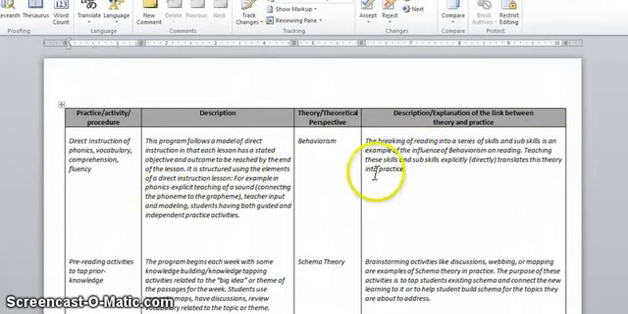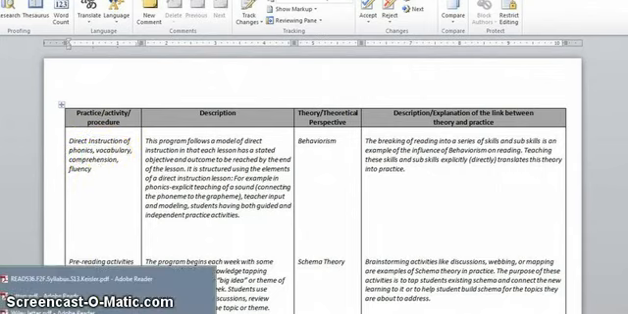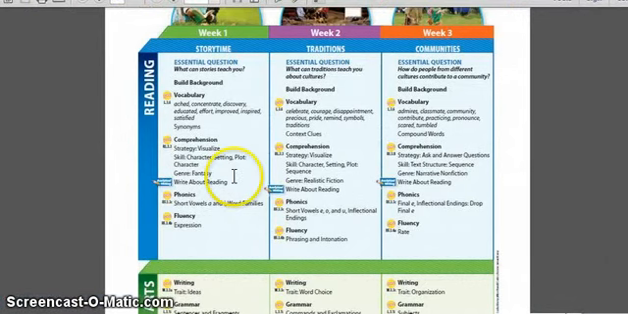So now on my template, I would say, all right, big picture, what this program does is it breaks reading into this series of skills and subskills. So I put here that this program is offering a model of direct instruction of phonics, vocabulary, comprehension, and fluency. When I also look at how this program is attacking the skills and the subskills, and I look at the lesson, it's a model of direct instruction, right? So they're picking specific strategies, specific skills, specific vocabulary, a specific element of phonics. They have a fluency focus.